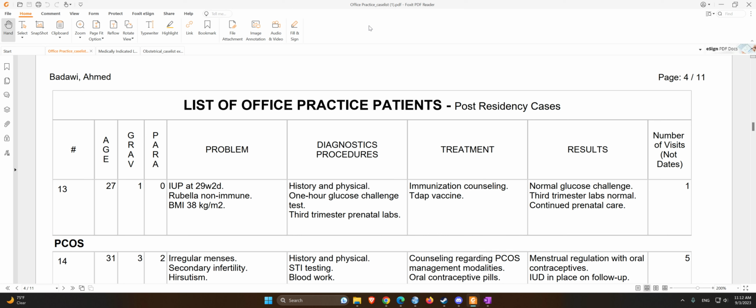I think that's it. But I need to read up on recurrent BV and recurrent yeast too, because I feel that's something they can definitely ask us about. And for your differential with pelvic pain, it was really good, but just don't forget the pregnancy. That's the thing we all forget when we start talking about CT and ultrasound and MRI, and we forget about a urine pregnancy test.